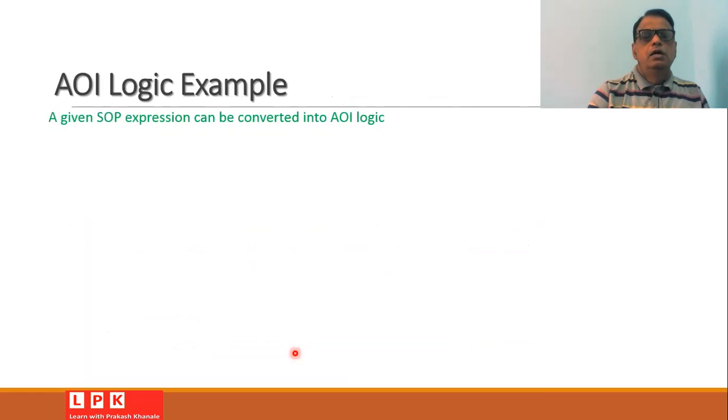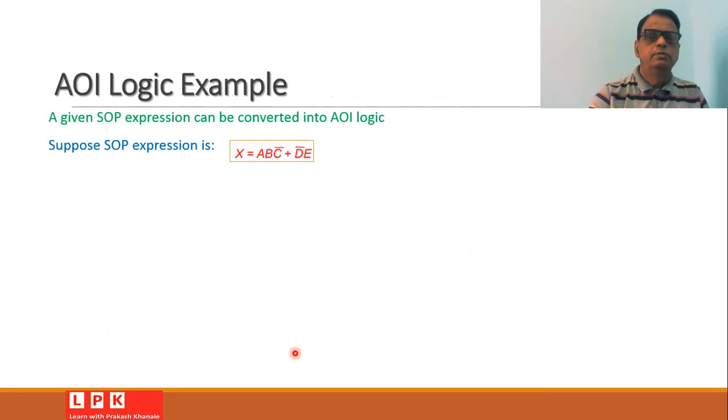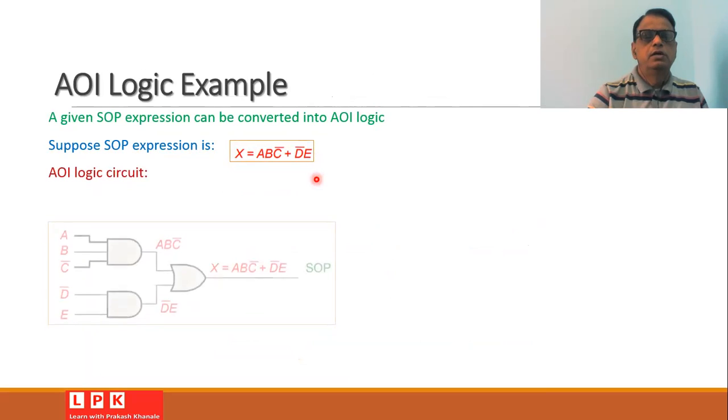Let us consider a simple example. Suppose we have been given an SOP expression of this form: X = A B C' + D' E. This is the SOP expression.